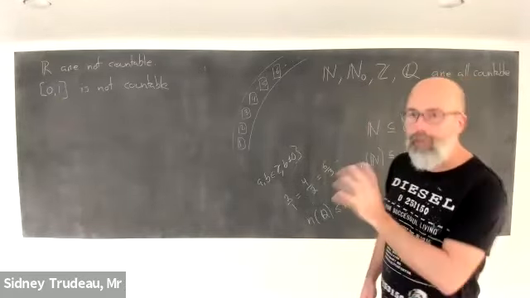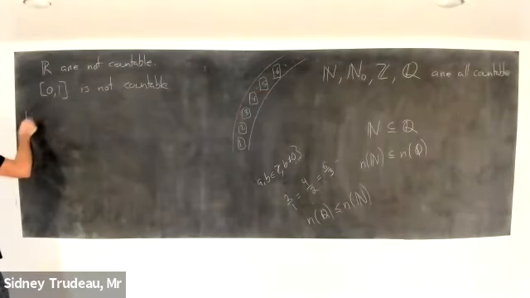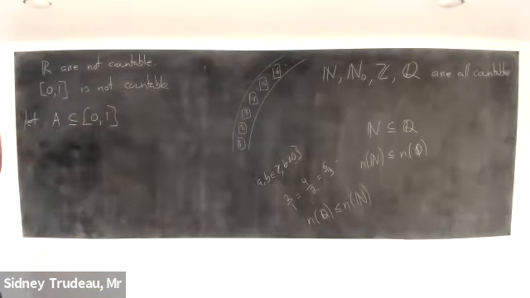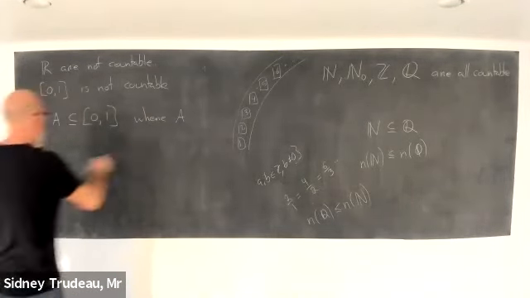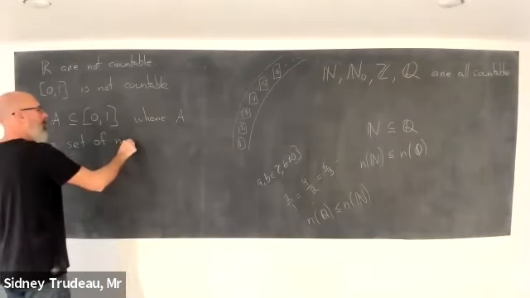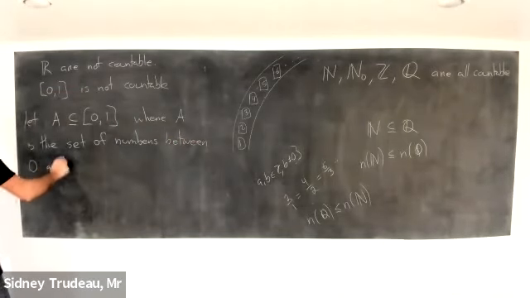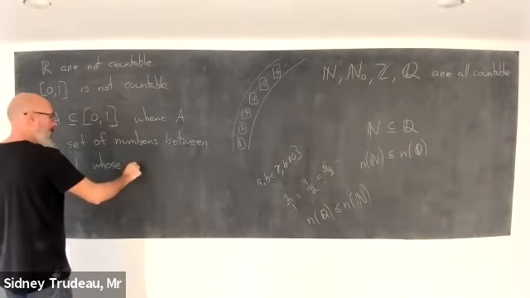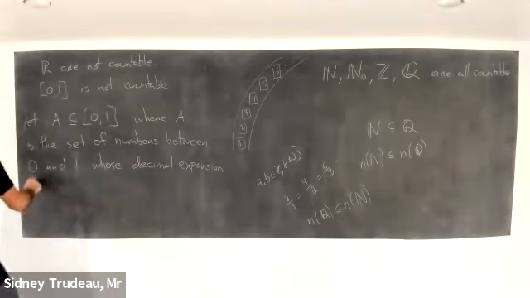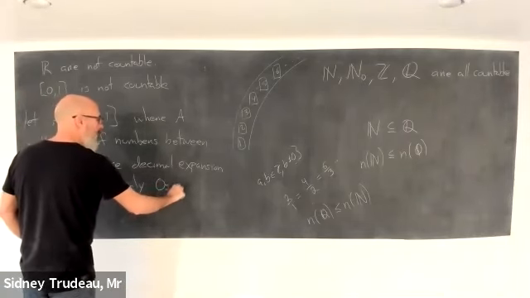In fact, we're not even going to take that big of a set. We're going to take a subset of (0, 1), where A is the set of numbers between 0 and 1 whose decimal expansion is made up of only zeros and ones.